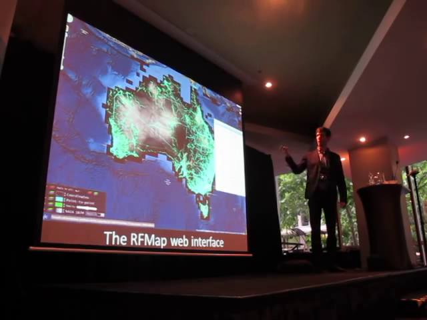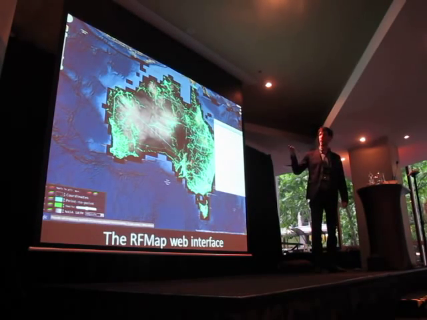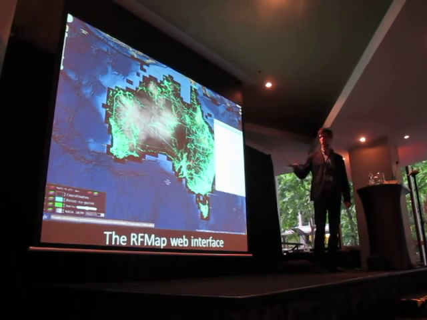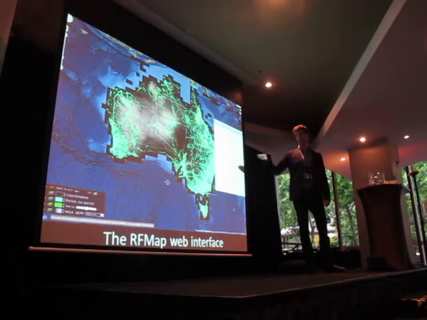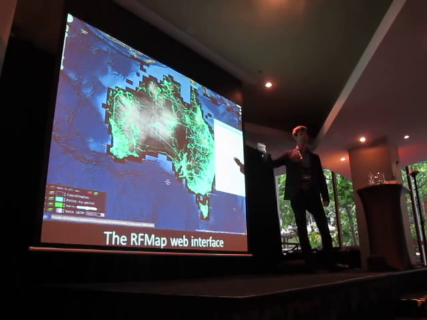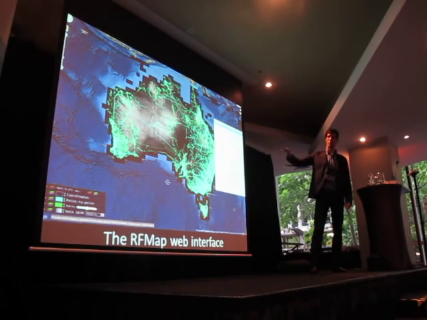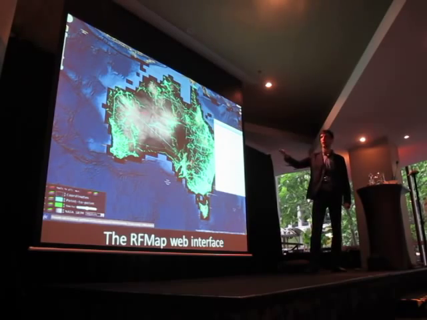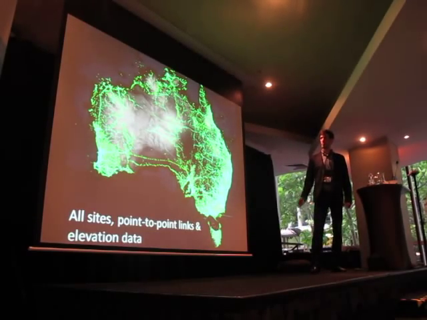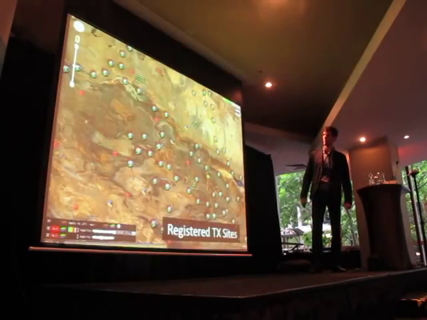This is actually the data set visualized as Google Maps tiles overlaid on the normal map. This is every single site in Australia with every single link between every site that's registered. Underneath that, you've got the Shuttle Radar Topography Mission terrain data, everything in grayscale. That's the nicer view of that.